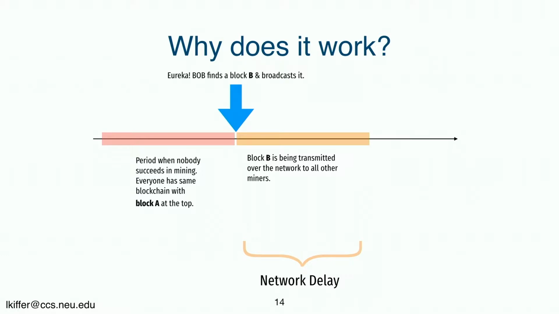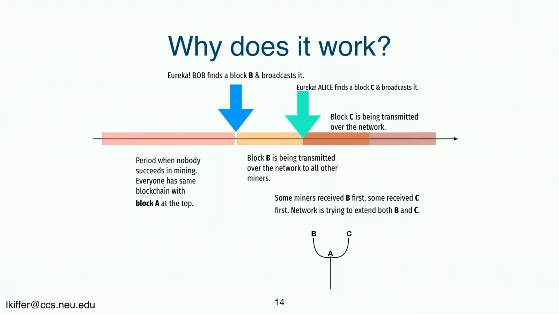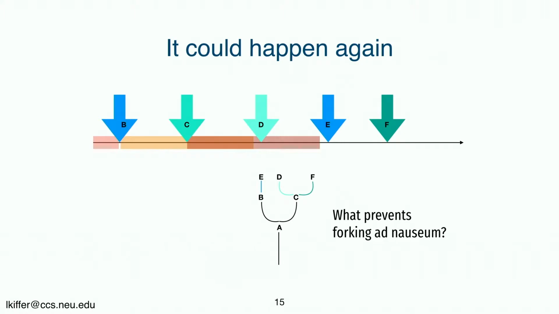We all agree that Bob's block is the one true longest chain in the network. But say that while Bob's block is being broadcast, Alice goes out and finds a block. Before she hears about Bob's block, she tells some people in the network about her block, and now we have a fork in the network. We have this disagreement. And what keeps this from happening ad nauseum, what keeps this from happening nonstop?